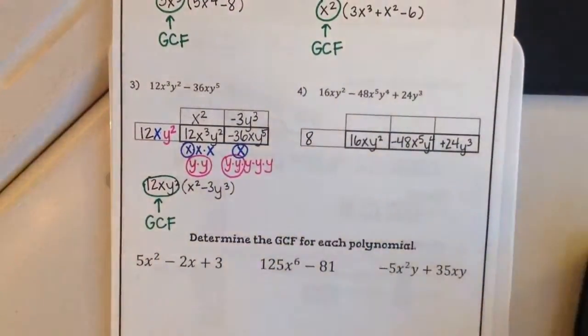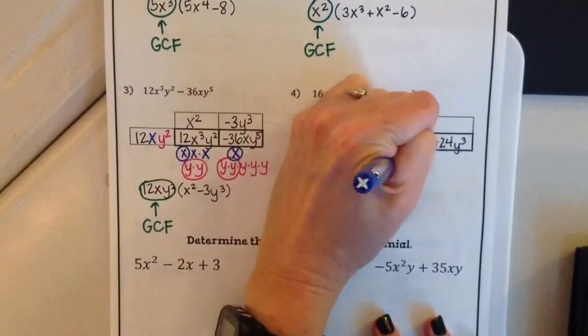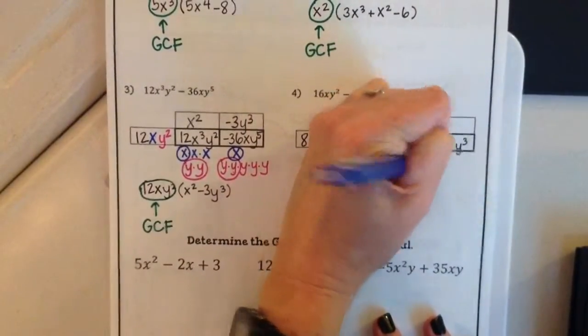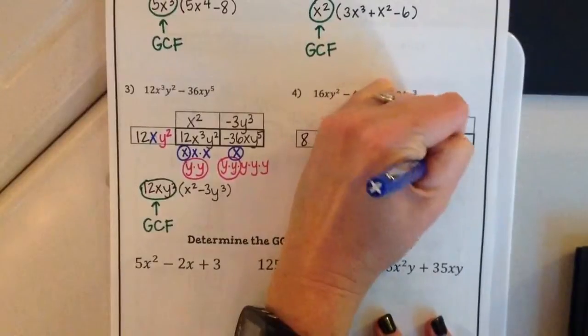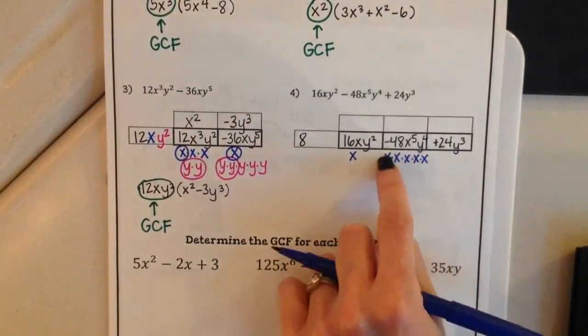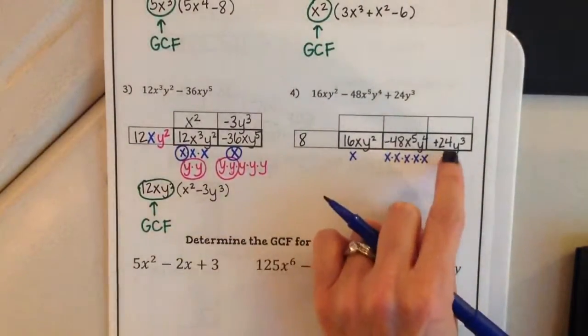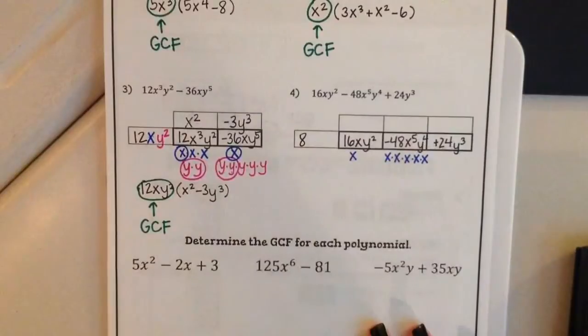All right, now let's look at our variables. Let's see how many x's each term has to give up. Well, the first one is just x. The second one is x to the fifth, which means I'm multiplying the base of x 5 times, and then the last one doesn't have any x's. So I really cannot factor out any x's because this last term does not have any x's to give up.